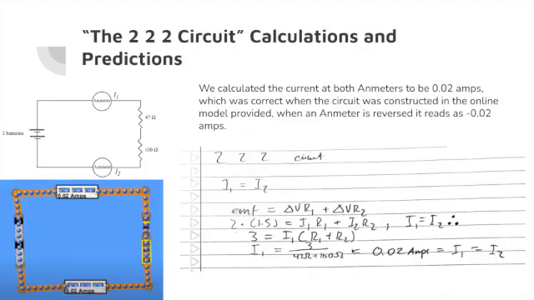The 222 circuit calculations and predictions. We calculated the current at both ammeters to be 0.02 amps, which was correct when the circuit was constructed in the online model provided. When an ammeter is reversed, it reads as negative 0.02 amps.